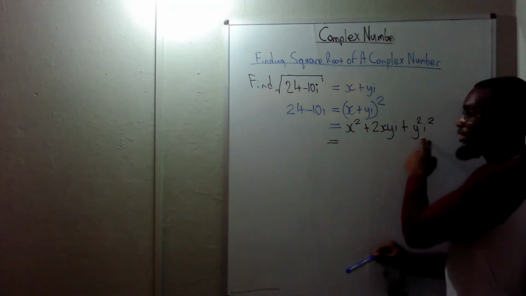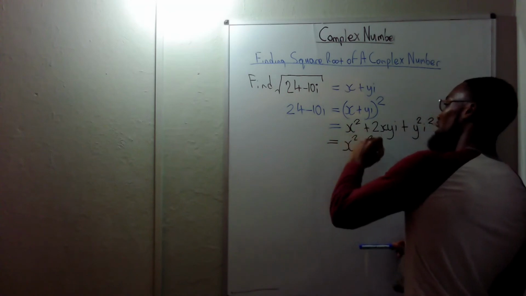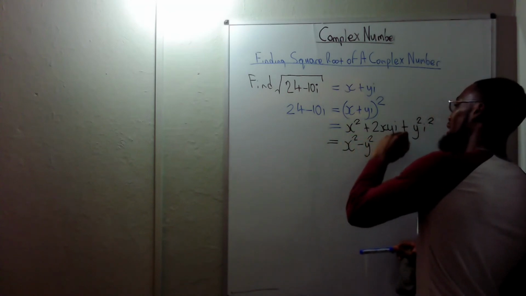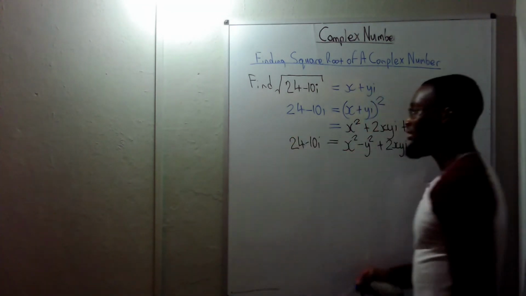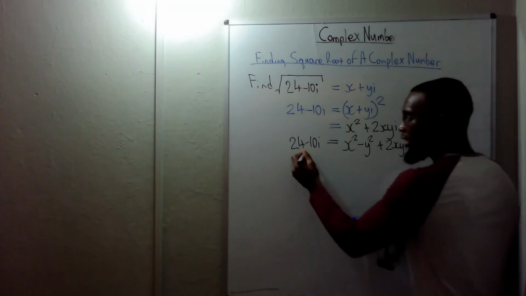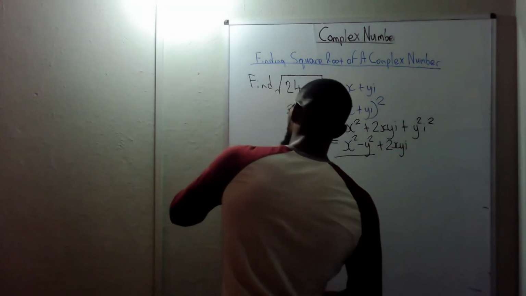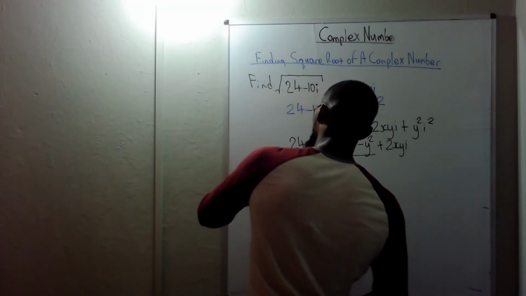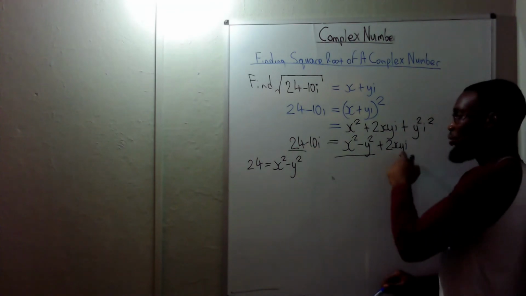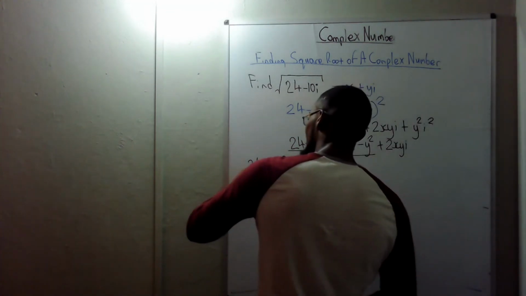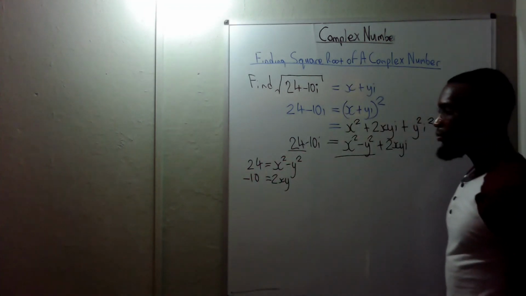Alright, but i squared is negative 1. So this is now x squared minus y squared plus 2xyi, and that's equal to 24 minus 10i. Then now we equate real parts. 24 is equal to x squared minus y squared. And equating the imaginary parts, negative 10 is 2xy.